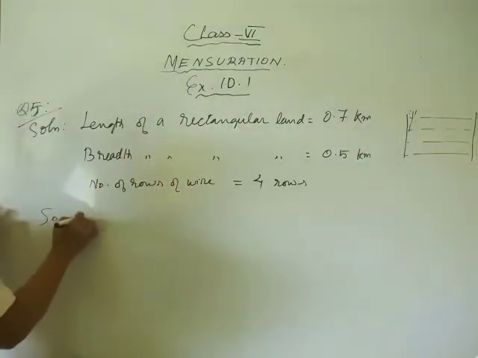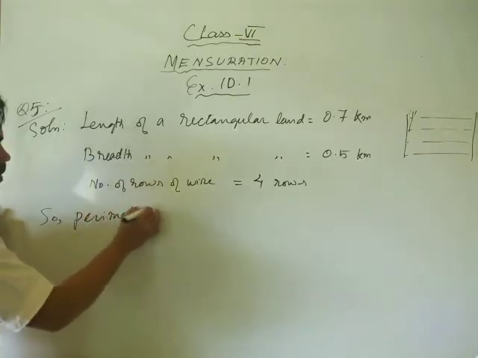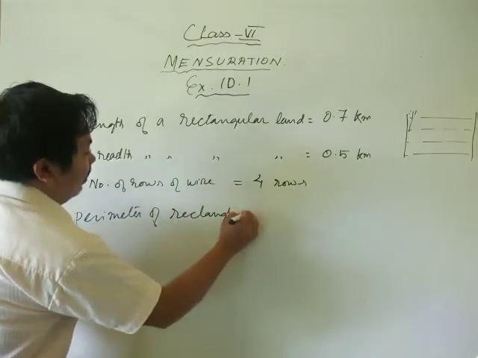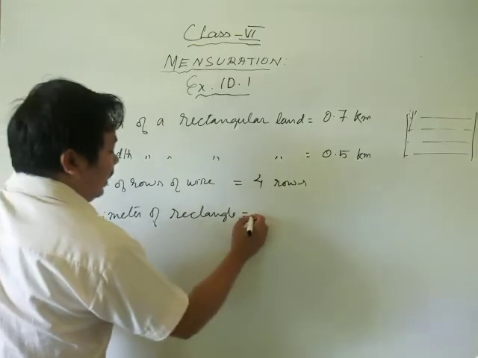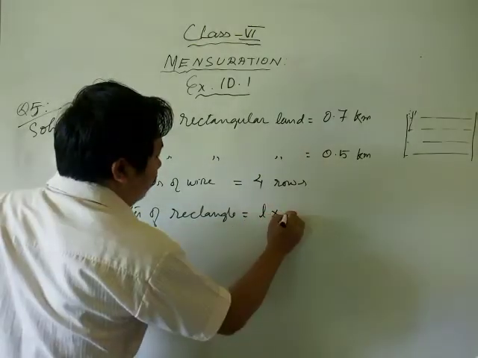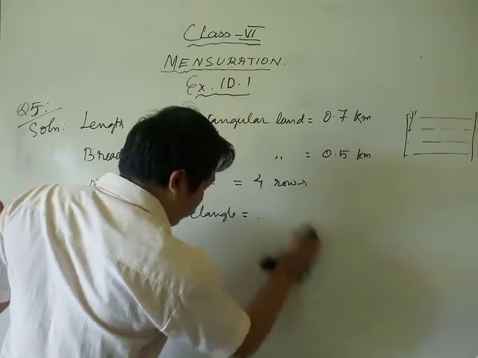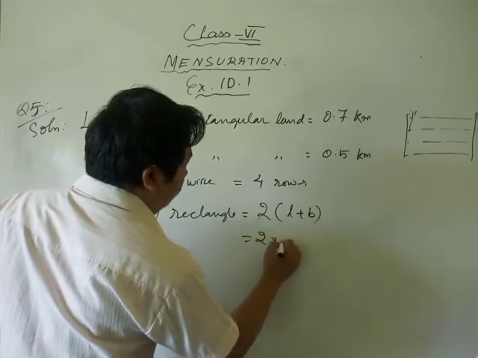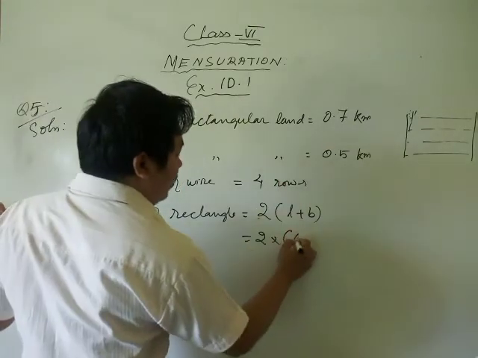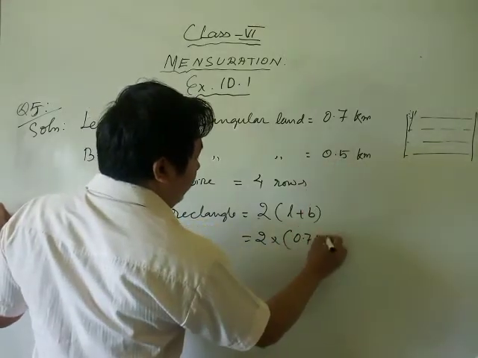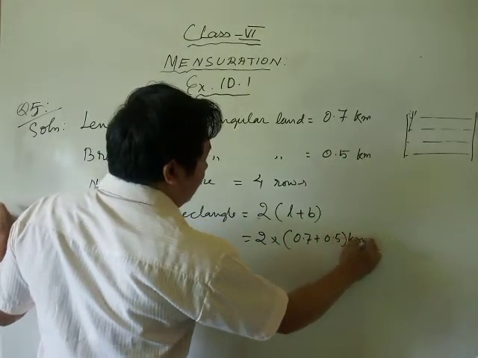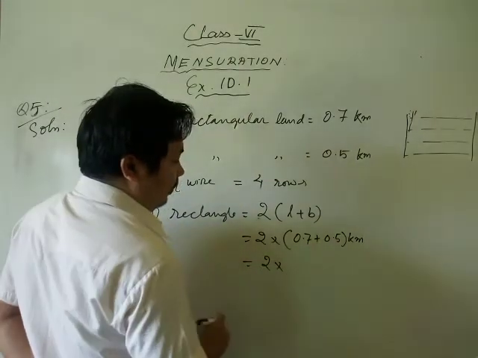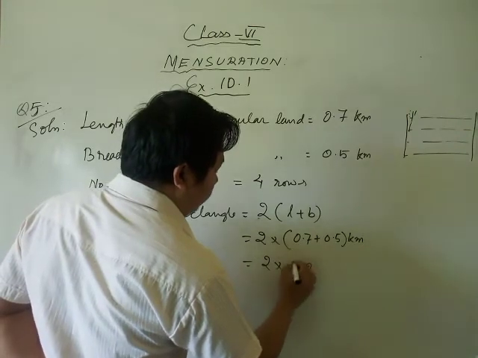So perimeter of rectangle. I am coming directly to the rectangle because the land is rectangular. Perimeter of a rectangle is equal to 2 into (L plus B), isn't it? That means 2 into how much? Then it is 0.7 plus 0.5 kilometer, isn't it? Yes. Then we have here 2 into how much? That is 1.2 kilometer.